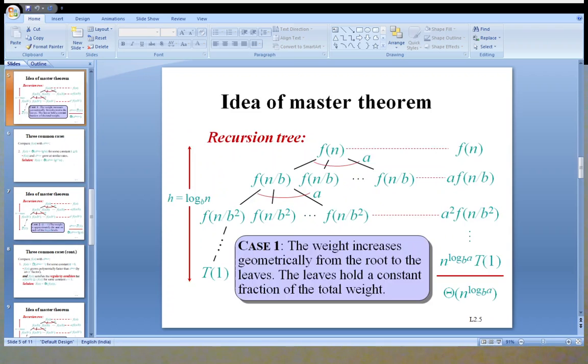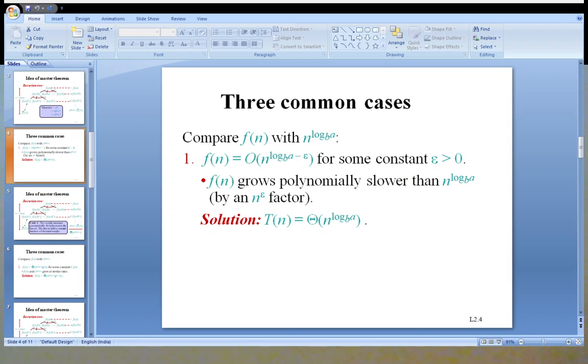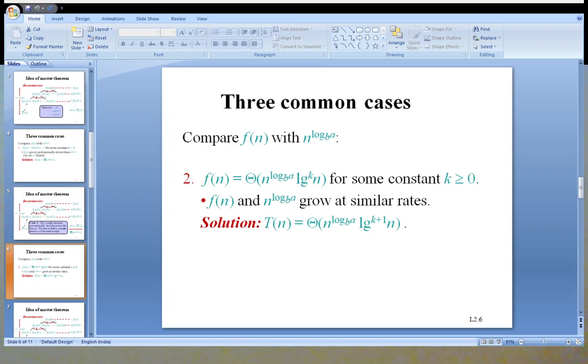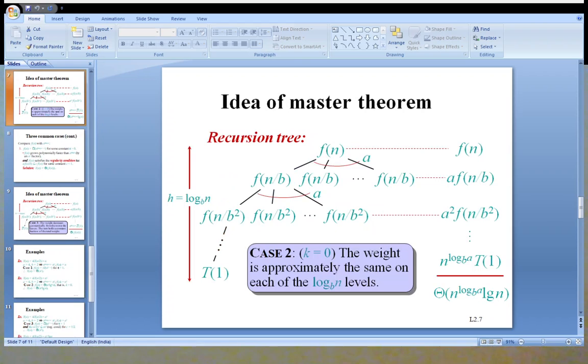In case 1, the weight shifts towards the leaf nodes, and the complexity is equal to n raised to the power log a base b. In case 1, f(n) is equal to big O of n raised to the power log a base b minus epsilon. While in case 2, both n raised to the power log a base b and f(n) are equal, and the complexity would be n raised to the power log a base b times log n. And in this, the weight is divided nearly the same way throughout the tree.